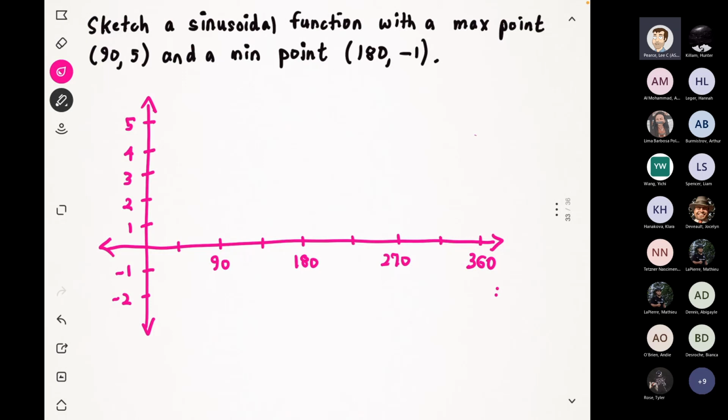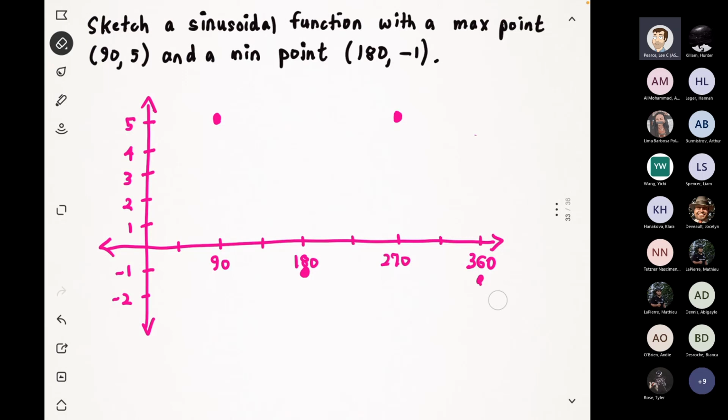We have a maximum point at 90 and 5. We have a point right here. And we have a minimum point at 180 and -1. So this means that the graph is going to alternate between those 2 points. You might say, well, how do I draw a wavy graph when I only have 2 points? Well, if you notice that the distance horizontally between the max and the min is 90 degrees, right? At 90, you have a max, at 180, you have a min, then you'll have another max at 270 and another min at 360. Because it's going to stay consistent.